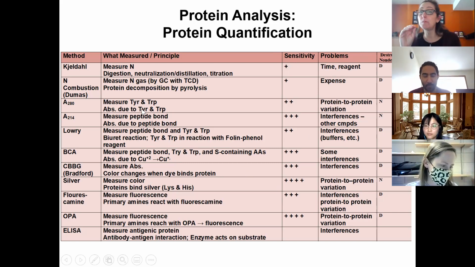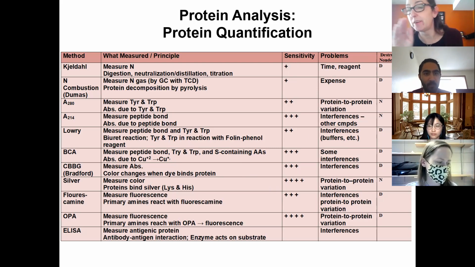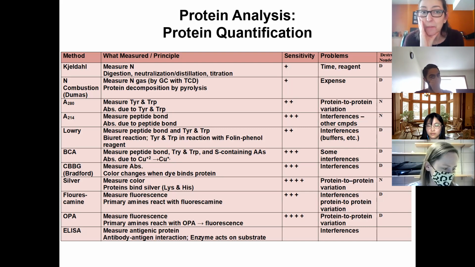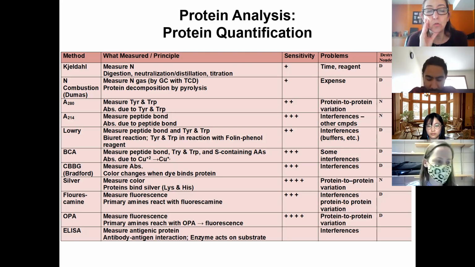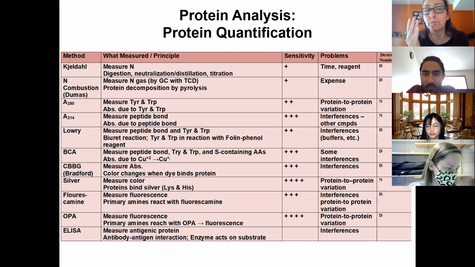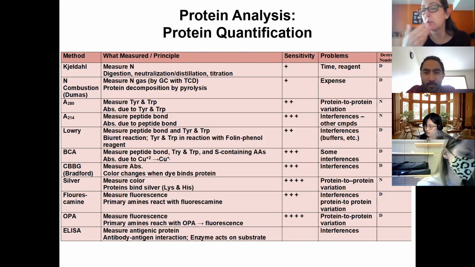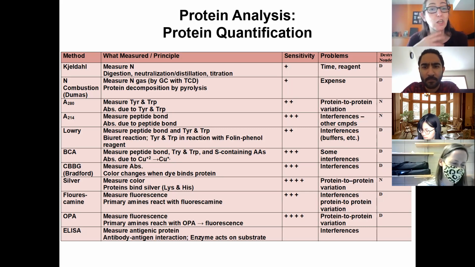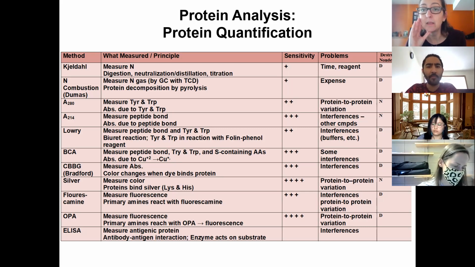All right, so this table here is a summary of the different methods, what you really need to know about these different methods. So, Kjeldahl, I don't expect you to remember the exact procedure, but you want to know it is based on measuring nitrogen. It's a chemical assay. It involves quite a bit of steps: digestion, neutralization, distillation, and titration. Okay, but I don't expect you to know the detail of the method.